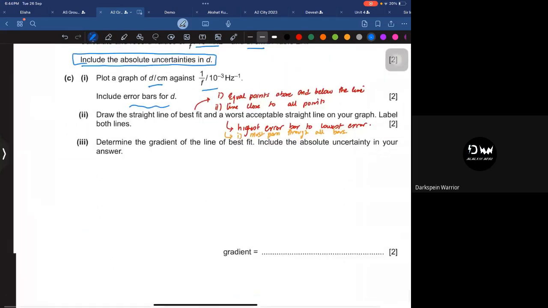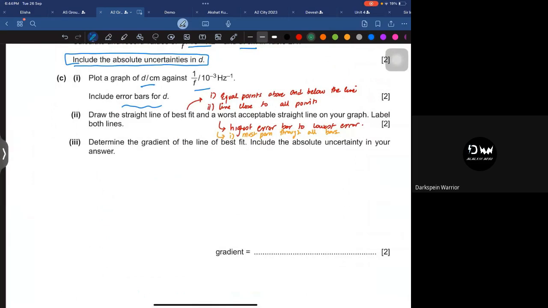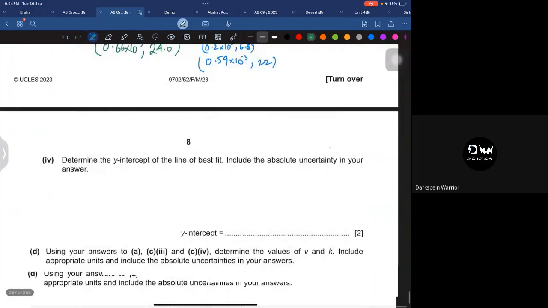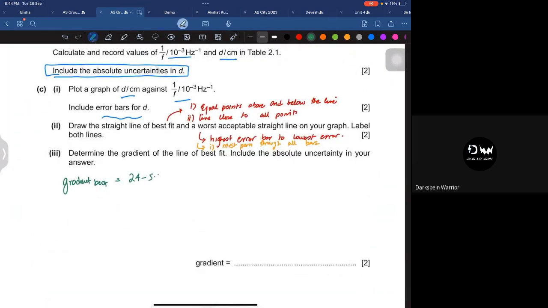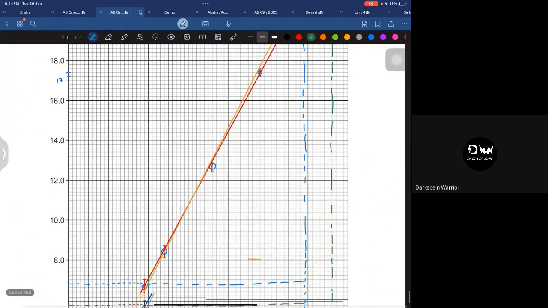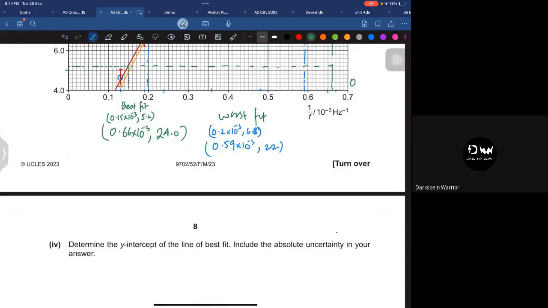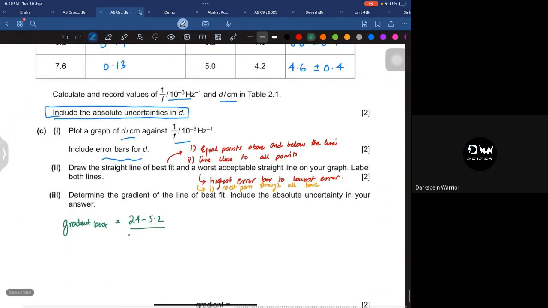So for the best fit gradient, I would say gradient of best is going to be 24 minus 5.2 divided by 0.66 minus 0.15, and both of them were 10 raised to minus 3 as well. Can you please find this? Help me get it.